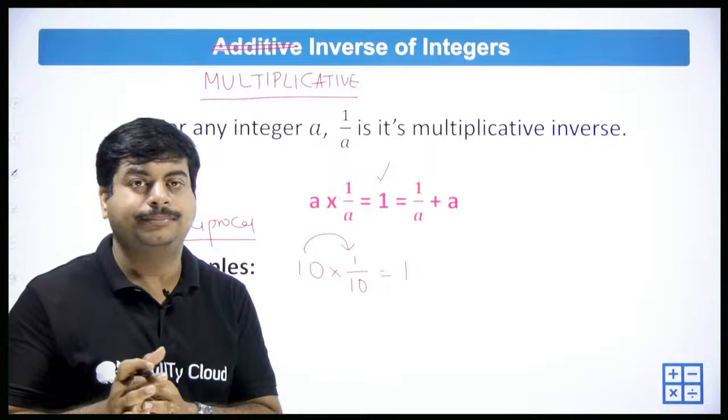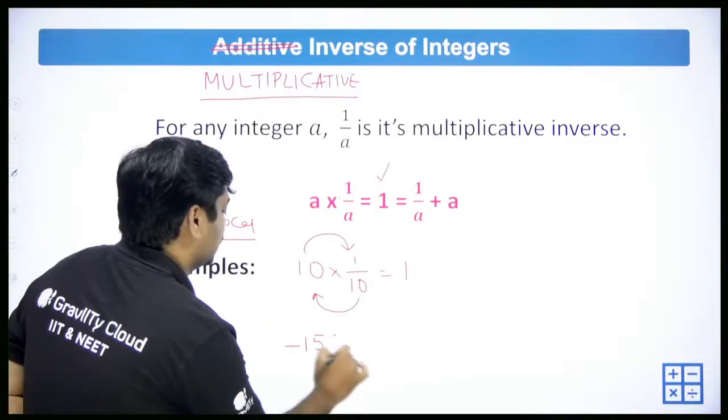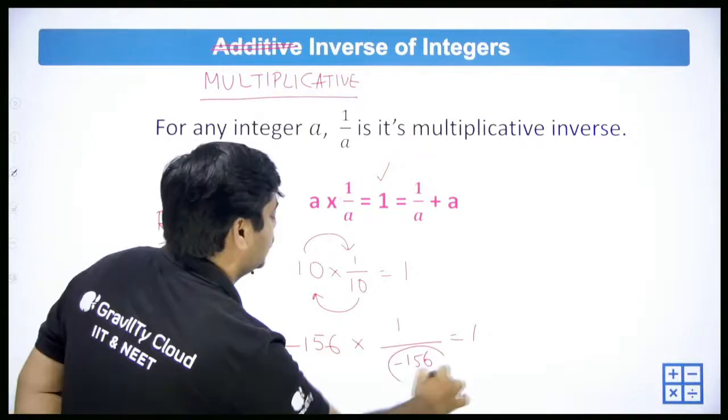Minus 56 into minus 1 by 56 will give you 1. The same number should come here. Right? For a number A, 1 by A can be positive or negative.